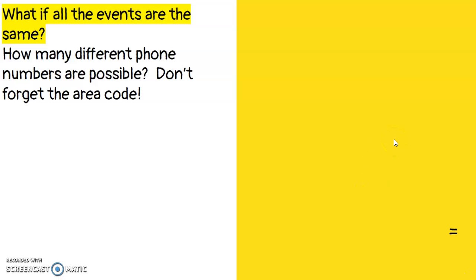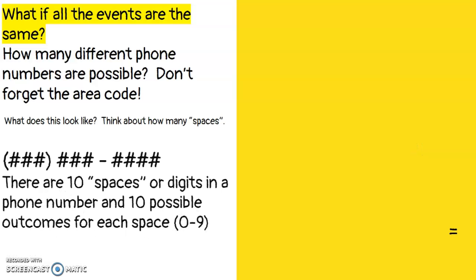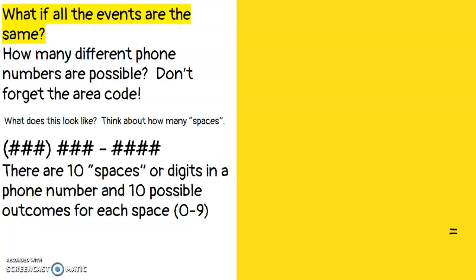Not all of our events look like the ones that we just did. What happens when all of the events are really the same thing, just repeated multiple times? For example, how many different phone numbers are possible? Well, don't forget the area code. So the first thing I need to think about is, what does this look like? Think about how many spaces there are in a phone number. Well, it looks like this. There are 10 spaces or digits in a phone number, and there are 10 possible outcomes for each space. So it might be helpful to draw out some blanks to represent what the phone number looks like. And then remember, 0 to 9, there's not 9 digits, there's actually 10 if you count the 0.